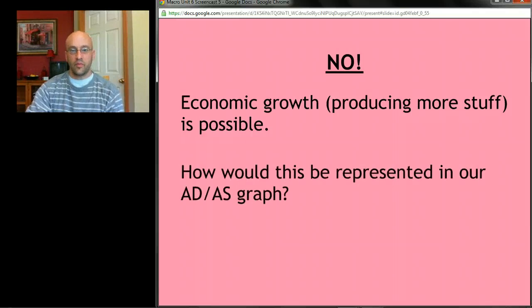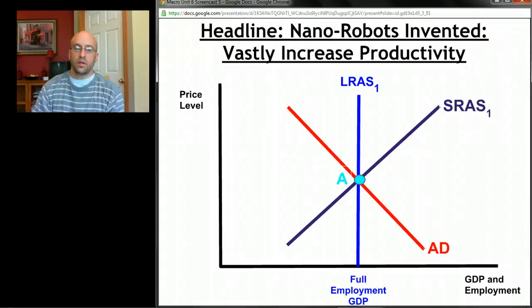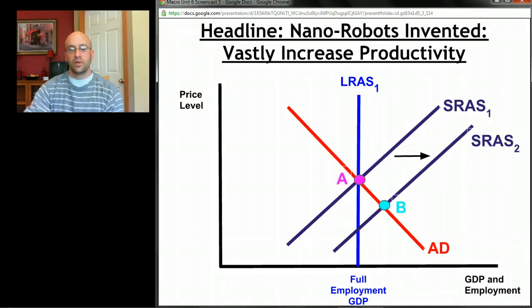So I want to show you how that would be represented in both the aggregate demand and aggregate supply graph on the one hand, and also relate that back to production possibility curves on the other. So let's start off at full employment. Let's start off at an equilibrium that would represent full employment. And let's say something happens in the economy. Nanorobots get invented and they vastly increase the productivity of every single industry. Thinking about how that would affect our model, we've just learned that it's now easier or cheaper to produce. We have these amazing new nanorobots. So in the short run, aggregate supply would shift to the right. Easier, cheaper to produce, aggregate supply shifting to the right. We'd move from point A to point B.